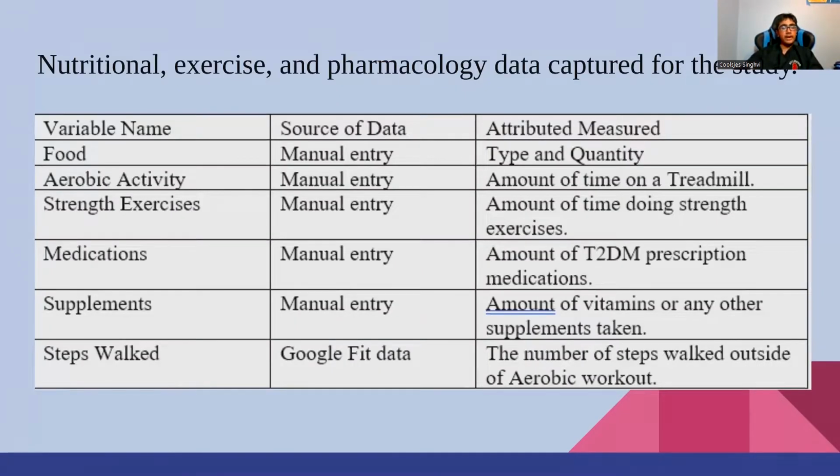Here's my nutritional, exercise, and pharmacology data captured for the study. For food, it was the type and quantity of it. For aerobic activity, it is the amount of time on a treadmill. For strength exercises, it is the amount of time doing them. For medications, it is the amount of type 2 diabetes medications prescribed. For supplements, it is the amount of vitamins or other supplements taken. And for steps walked, it is based on Google Fit data.